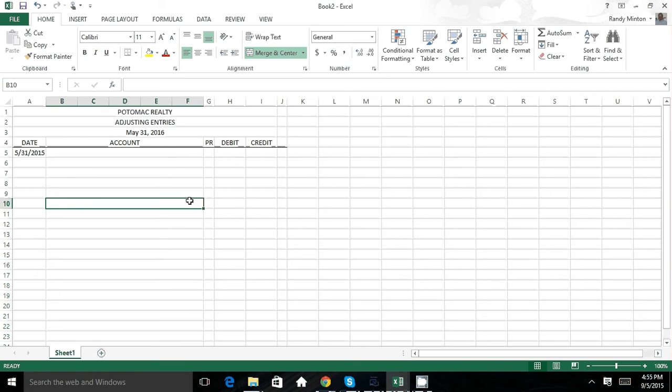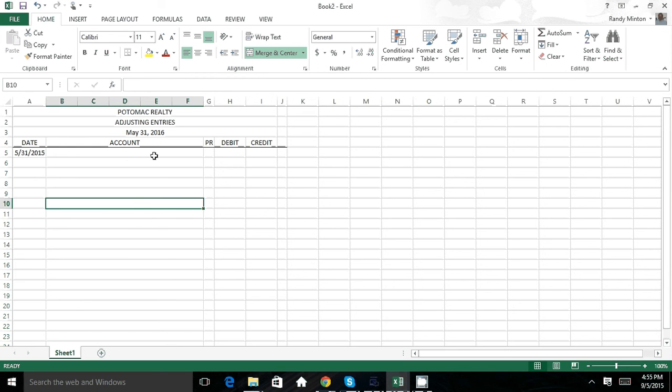This is one of the adjusting entry problems, and most of the adjusting entry problems that you'll see are quite similar to this one. We will do some more, but hopefully you'll start to get a feel for these entries as we go.